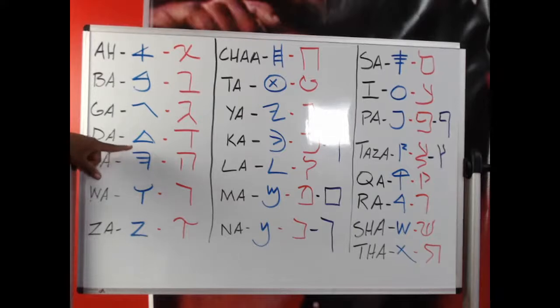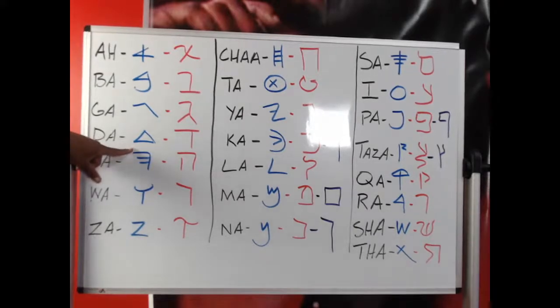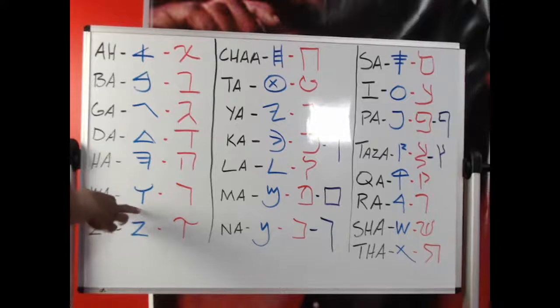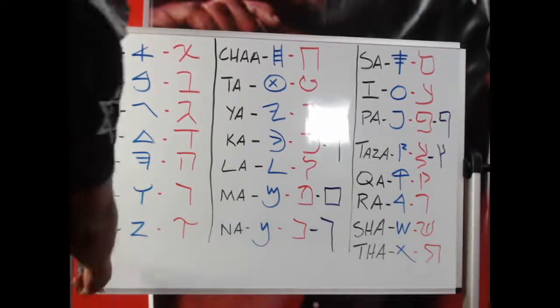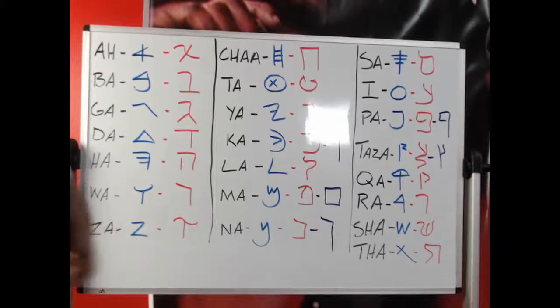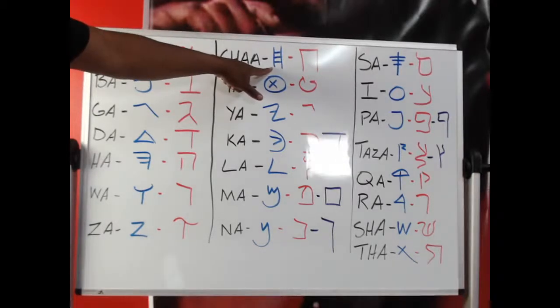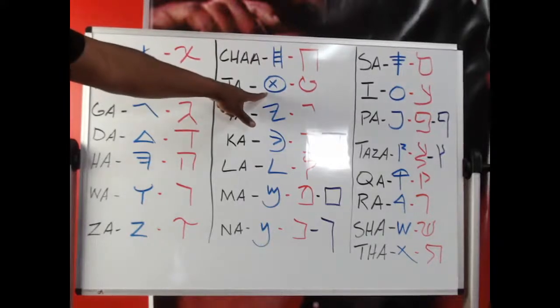Next syllable in the ancient Hebrew is Da. What does it look like? A triangle. Next, Ha, looks like a backwards English F. Next syllable, Y. Kind of familiar? Looking like a Y. Za, very familiar in English, Z. Next, we have Ka. It looks like a ladder, if you will. Ta, an X with a circle around it.